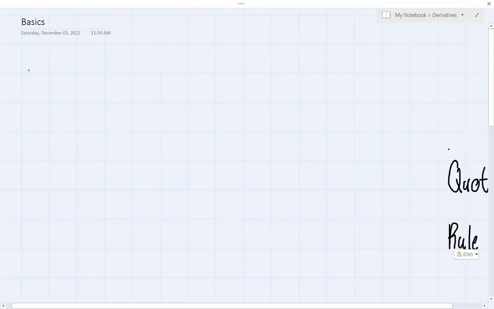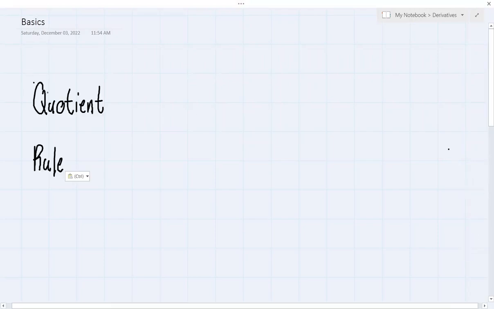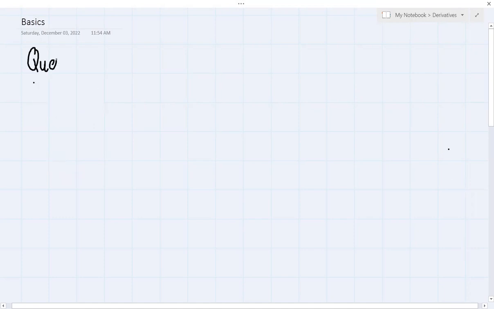So, andito na tayo sa quotient rule of differentiation. Ayan. Wait. Dapat andito yun. Quotient rule of differentiation. Okay? So, sulat ko lang muna to for a moment. There we go.